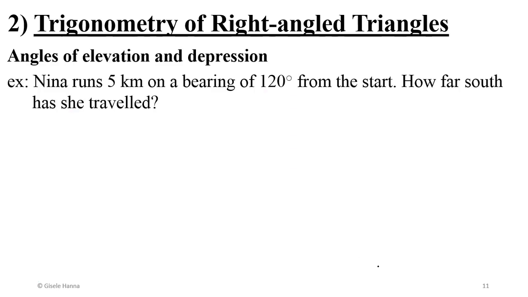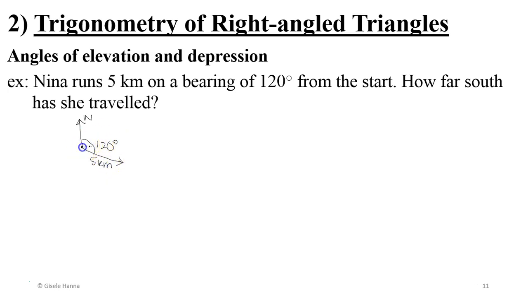Now over here, let's solve this example that is related to angles of elevation and depression. Here we have Nina, who runs 5 kilometers on a bearing of 120 degrees from the start. How far south has she traveled? If I consider this to be her starting point, the point from which she started running, bearings are usually taken relative to the north. So over here, she ran with a bearing of 120 degrees, and she ran 5 kilometers.